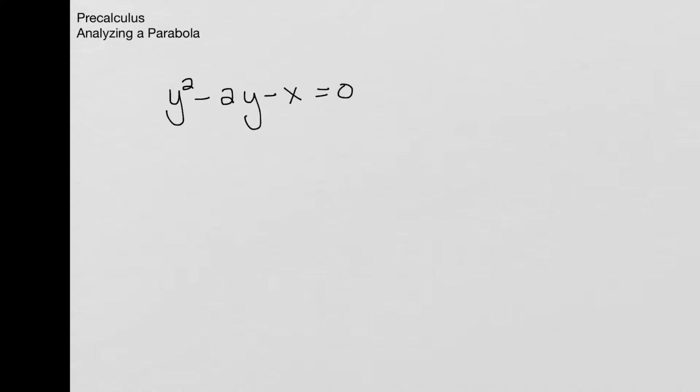In this problem, I'm going to analyze the parabola y squared minus 2y minus x equals 0. So I need to put this in standard form, and the standard form of a parabola where we have y squared and x is only to the 1 power is y minus k, quantity squared, equals 4a times the quantity x minus h.